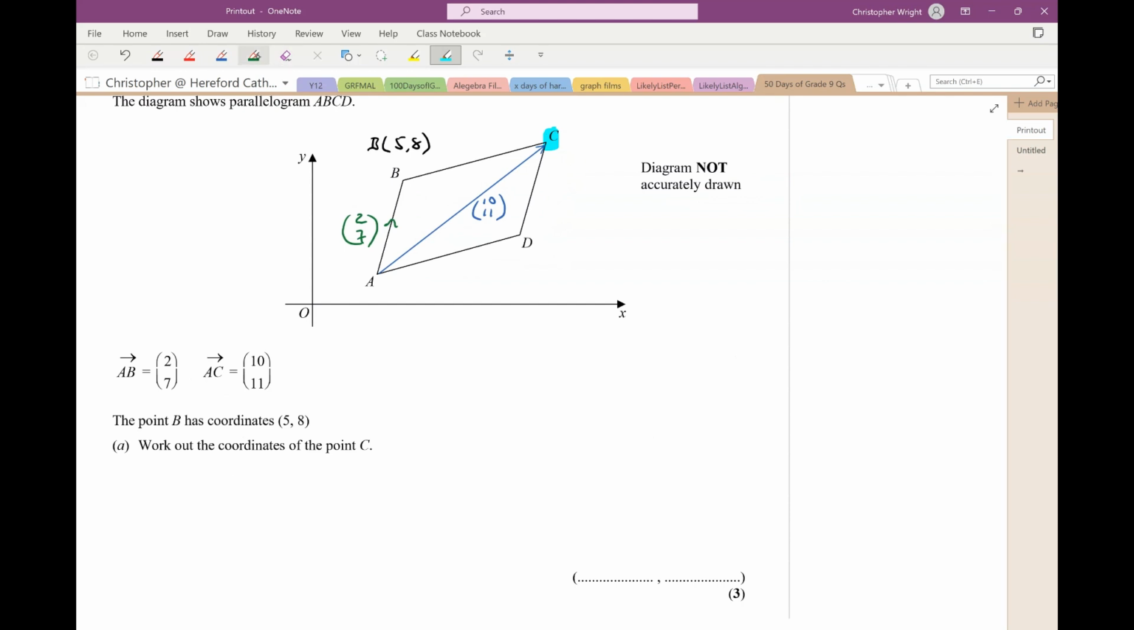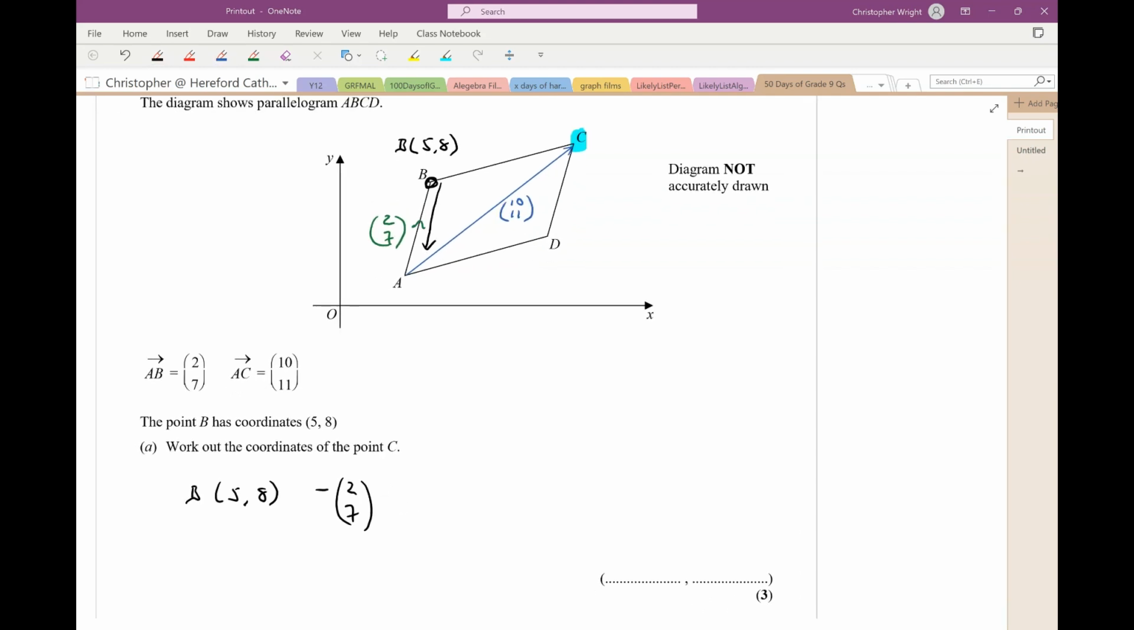Well, I reckon that I can go from point B, which is (5, 8), down to A. I'm going to subtract the vector (2, 7), and that's going to give me the coordinates of A, and then I can make my way from A to C, because I know that from A to C I'll need to add on the vector (10, 11). So I'm going to add on 10 along and 11 up.